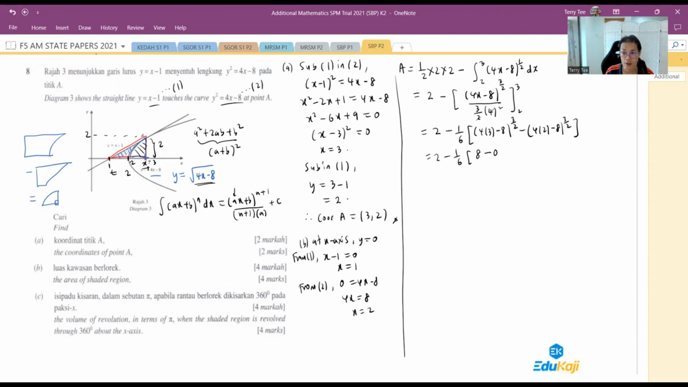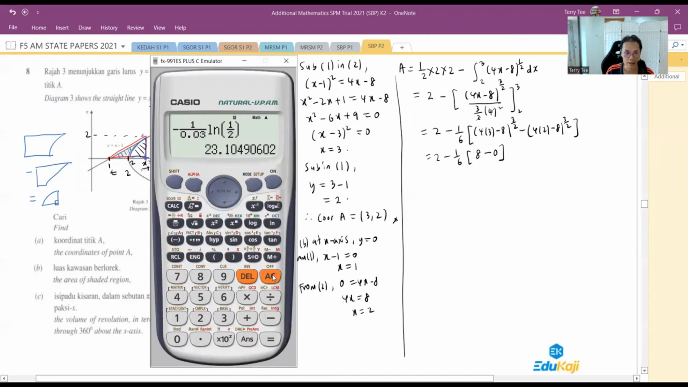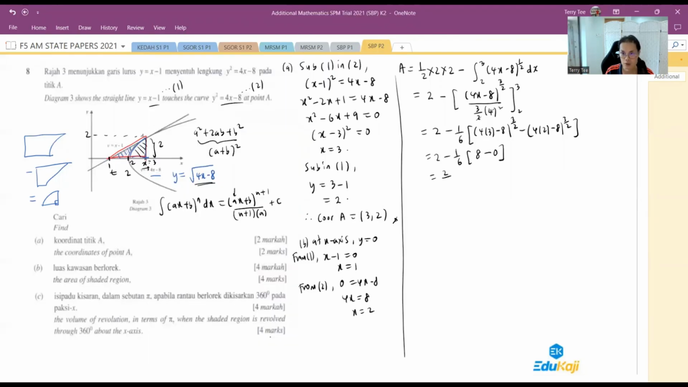But this is just going to be 0. If you can't do it mentally, you can use a calculator. This is 4 power 3 over 2. There you go, it's 8. The other one is 8 minus 8, which is 0. So basically, we take 2 minus 8 over 6. 8 over 6 is 4 over 3. Guys, my answer is 2 over 3.